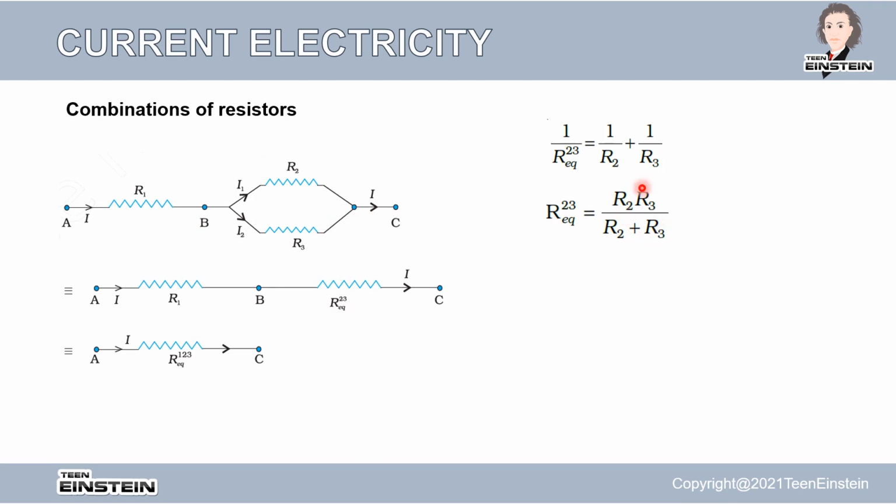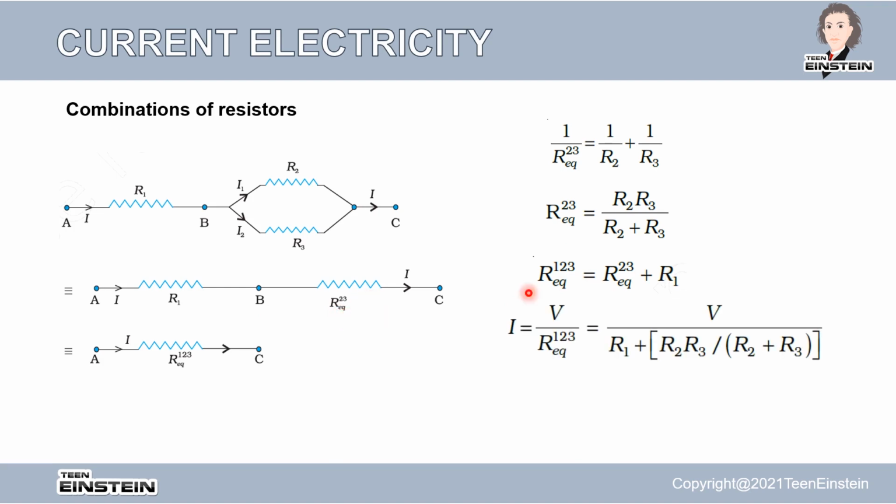So first we have to find out what R equivalent of 2, 3 is and substitute it here. Now it becomes easy because in series combination we just have to add the resistance values. So in series combination, the equivalent of the 1, 2, 3 resistors equals R1 plus R equivalent of 2, 3. So then we get this.